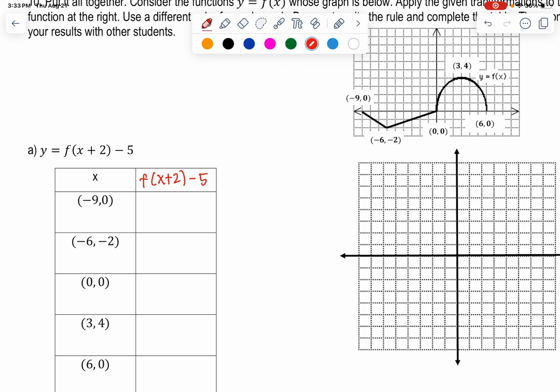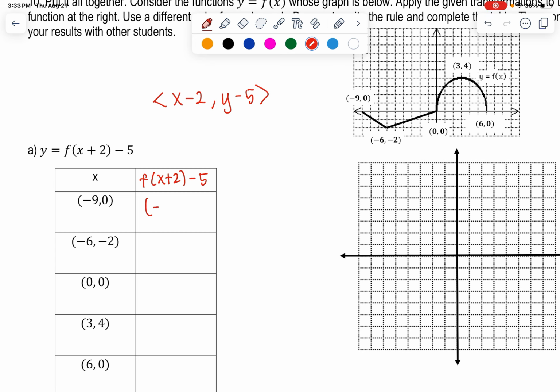And I like to write my rule first instead of doing the points first. It makes my vector form. So for my X values, I'm moving them left 2. So I'm gonna subtract 2 from my X values. And then for my Y values, they're moving down 5. So I'm gonna subtract 5 from my Y values. Just makes more sense to me to write the vector, okay? So I'm gonna do that to all of my ordered pairs.